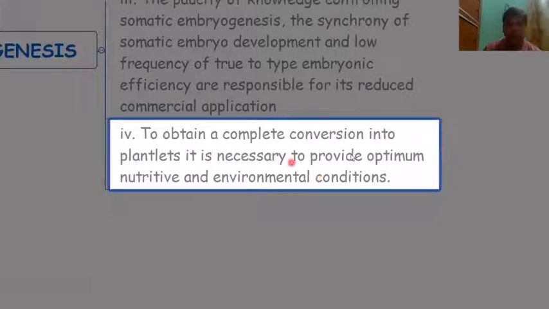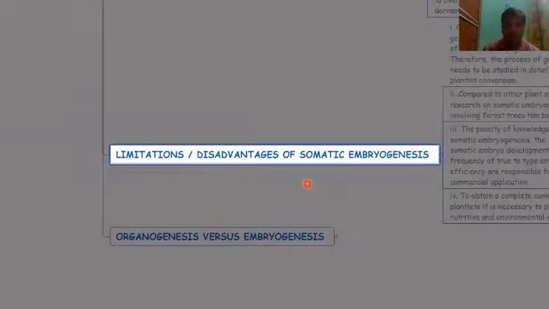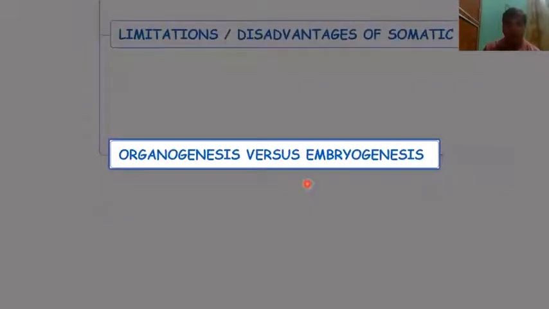To obtain the complete conversion into plantlets, it is necessary to provide optimum nutritive and environmental conditions. Of course, it is not very easy to get the somatic embryogenic response, maintain it, and further complete its development and maturation in vitro. So it requires lots of expertise and lots of experimentation to complete a somatic embryogenesis protocol for a plant species and to find the plant developed successfully in vitro.